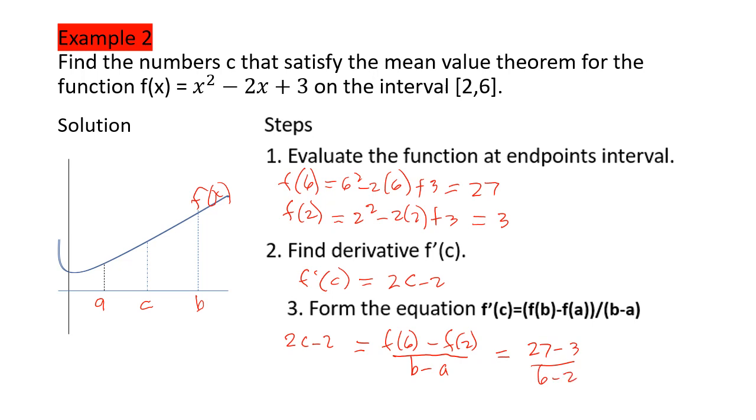So for your c, you have 2c equals 24 over 4, which is 6, plus 2, or c equals 4. So this one is the value c that satisfies the mean value theorem on the interval between 2 and 6.